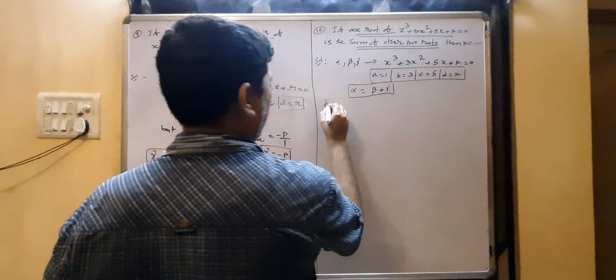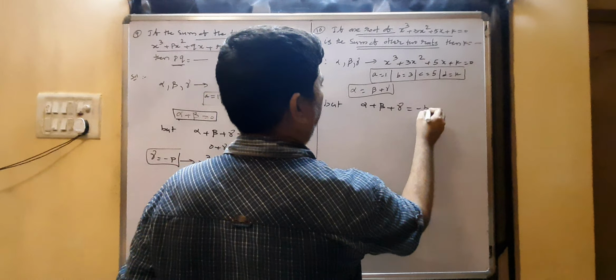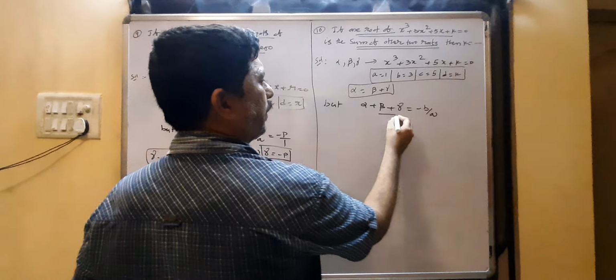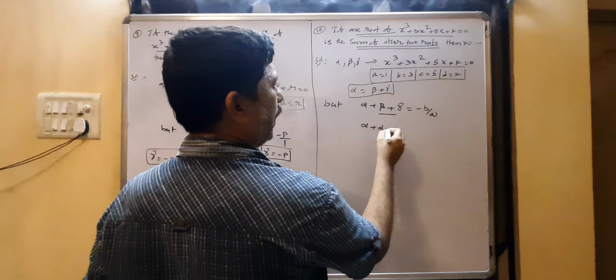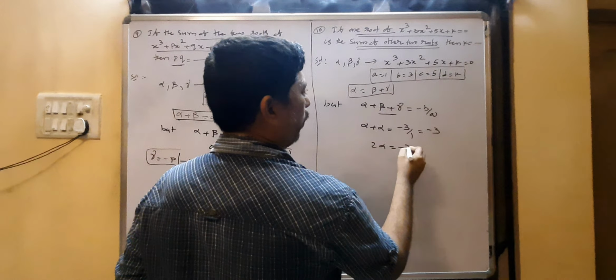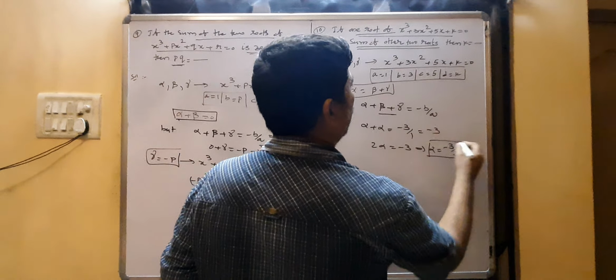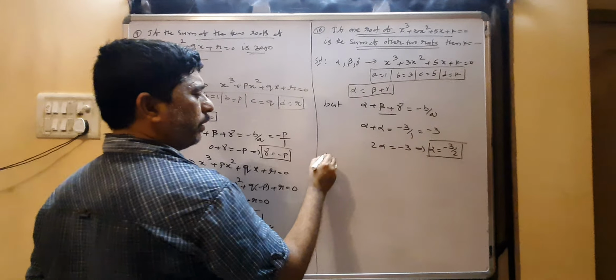But alpha plus beta plus gamma is minus b by a. Beta plus gamma I have as alpha, so alpha plus alpha is minus 3 by 1, that is minus 3. 2 alpha equal to minus 3, that implies alpha equal to minus 3 by 2. This is a root of the given equation.